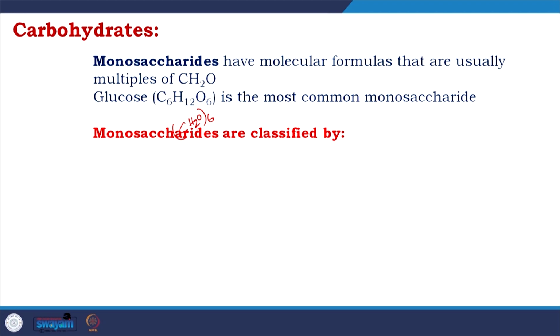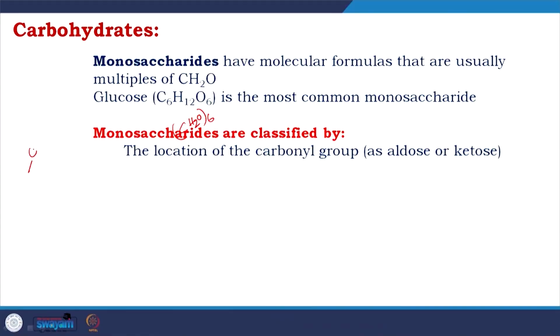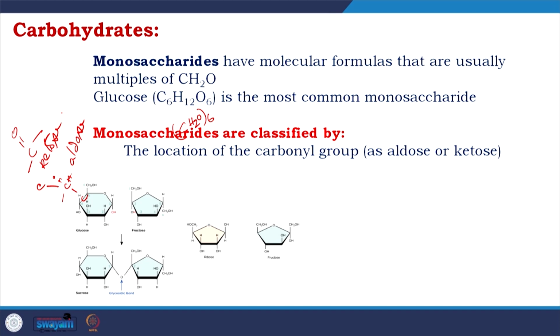Monosaccharides are classified in two ways. One, with the location of the carbonyl group. If the carbonyl group is at the top like this, then they are ketose. If it is in between, then they are aldose. So, they are ketose and aldose. You could see here glucose and fructose, you will see the difference, ribose and fructose also.